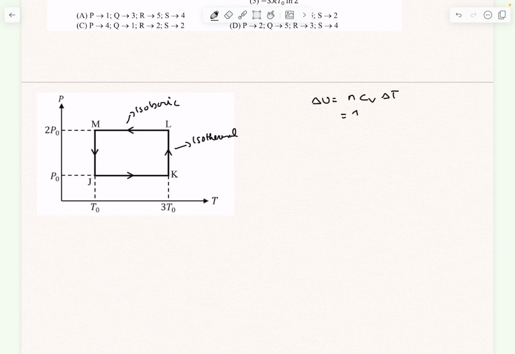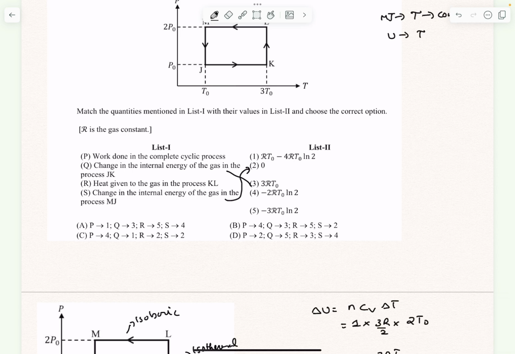So the number of moles is 1. The gas is given to be monoatomic, so Cv will be 3R by 2. And from J to K, as you can see, the temperature is increasing. So delta T is positive and it is equal to 3 minus 1, which is 2 T0. So here the answer turns out to be 3R T0 and positive. So Q should match with option 3.